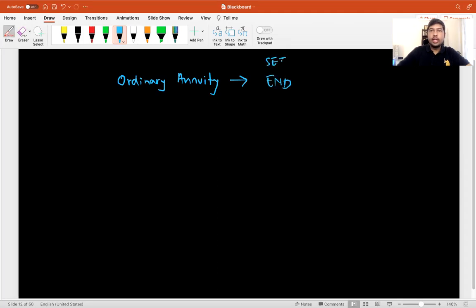Whenever you are dealing with an ordinary annuity, you have to take SET as END. Whenever you are seeing an annuity due, then in that case, SET will be BEGIN. So anything which is due today, SET will be BEGIN. Anything which is not due today, which is called an ordinary annuity, there you will take SET as END. So this is something that you'll have to keep in mind.